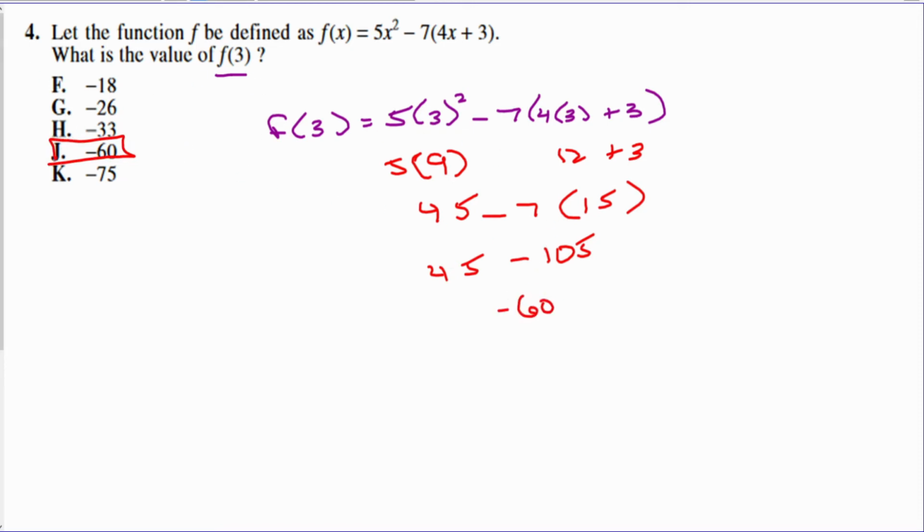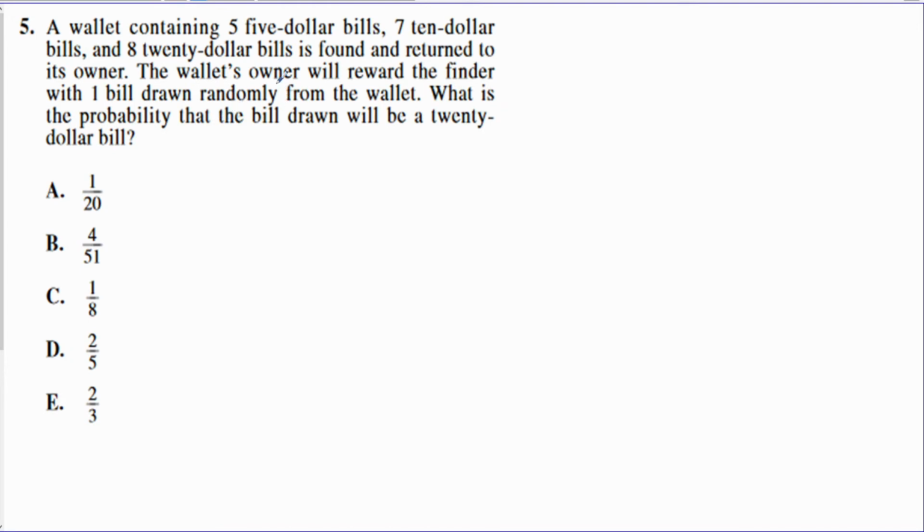Okay. Problem number 5. A wallet containing 5 $5 bills, 7 $10 bills, and 8 $20 bills is found and returned to its owner. The wallet's owner will reward the finder with 1 bill drawn randomly from the wallet. What is the probability that the bill drawn will be a $20 bill? Okay. So assuming that you returned everything, right? Again, this is that same situation where probability is desired, right?